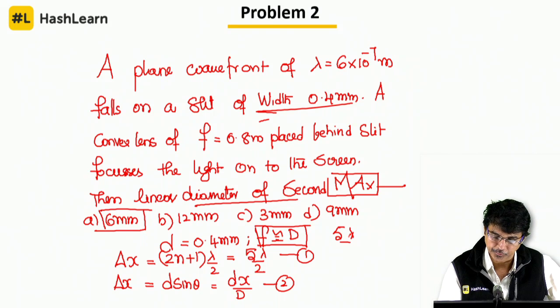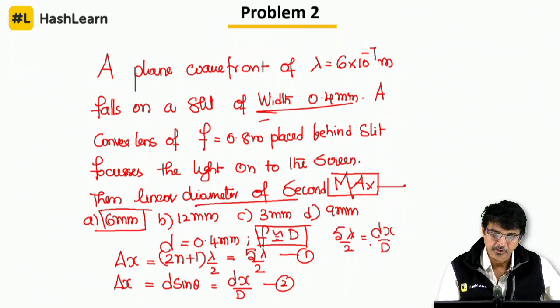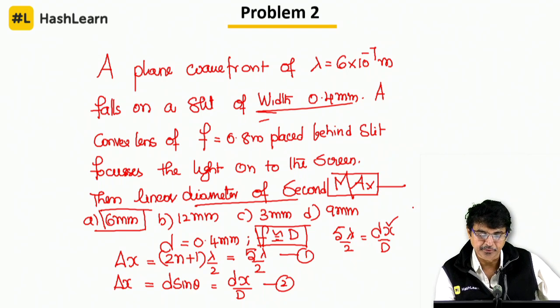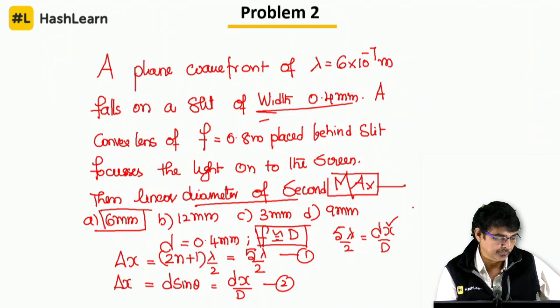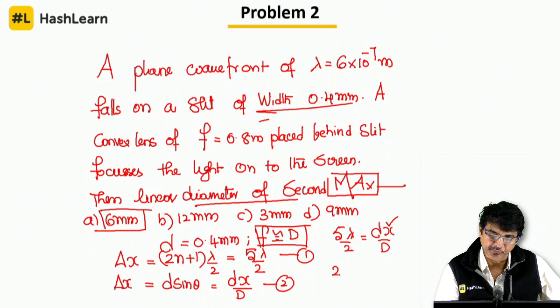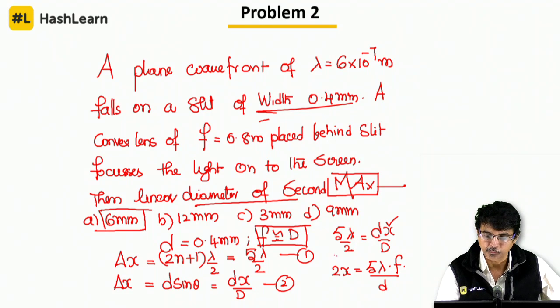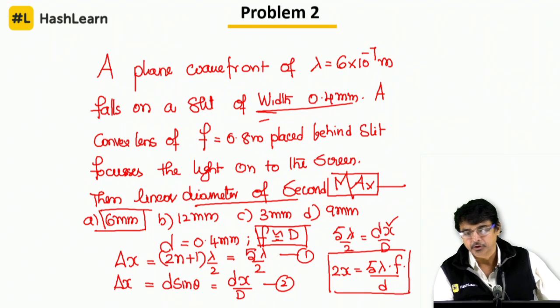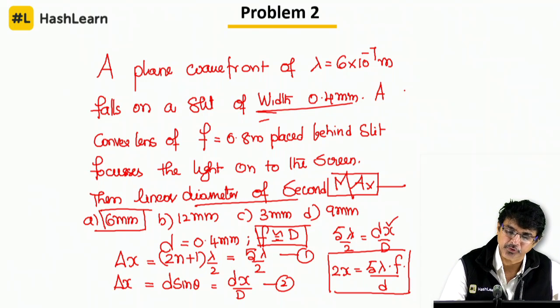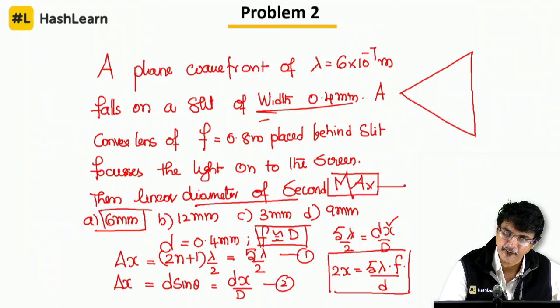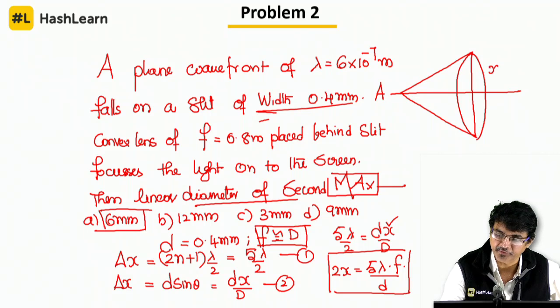5 lambda by 2 is equal to dx by capital D. Here what is this x? That is nothing but the linear radius of the second max. So 2x is equal to 5 lambda into f by small d. So linear diameter means when you observe the diffraction figure, this is x, this is x. So from here to here it is equal to 2x.